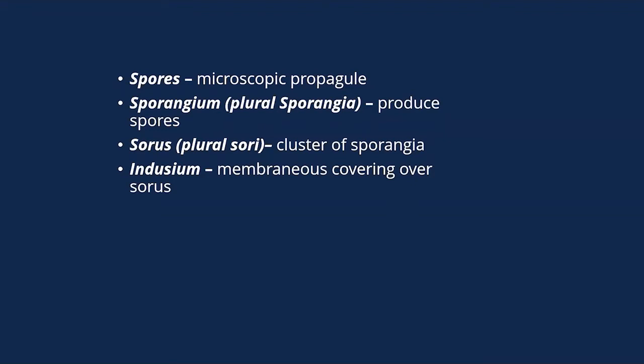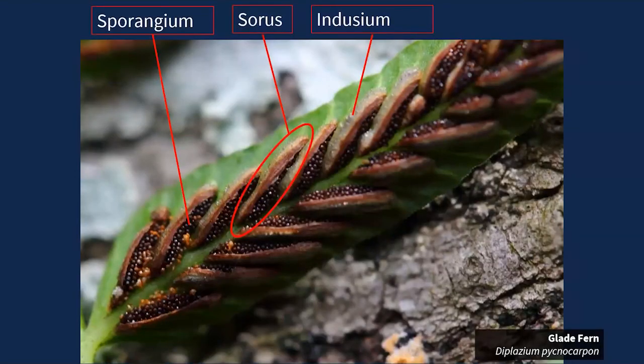So the sporangia produce the spores. The sori are a cluster of the sporangia, and they may be covered with an indusium. So here's one look at that. This is glade fern, another one of my favorite ferns here in Illinois. And you can see that it has sori that are long, kind of linear in shape, partially covered by an indusium. And you can see the sporangia in there are those little tiny black spheres that are actually producing the spores.